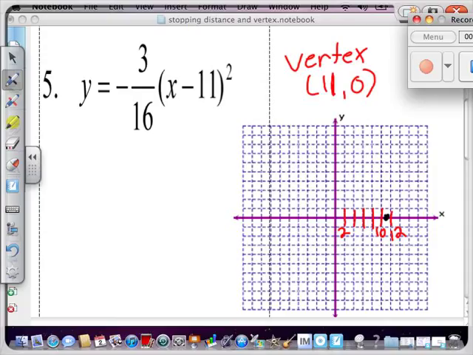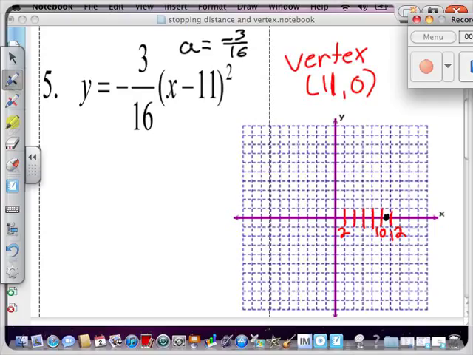Does this graph face up or face down, and how do I know? How do you know? No, up. What is the A value for this? Always negative. Negative 3/16, so I know it faces down.